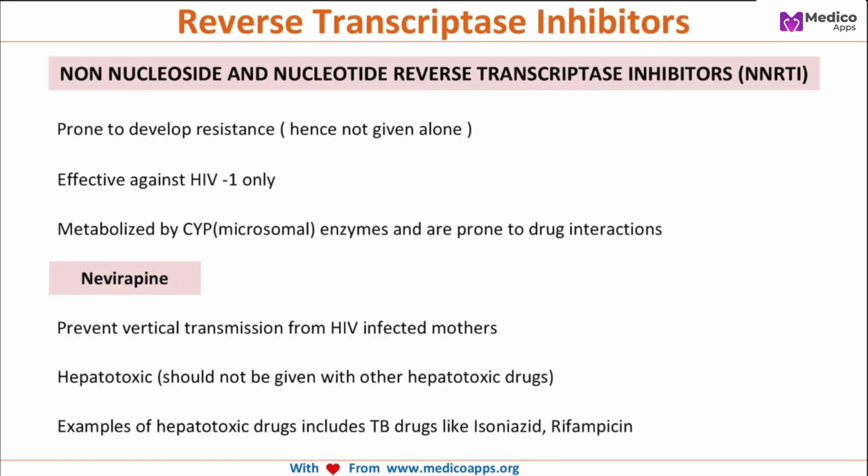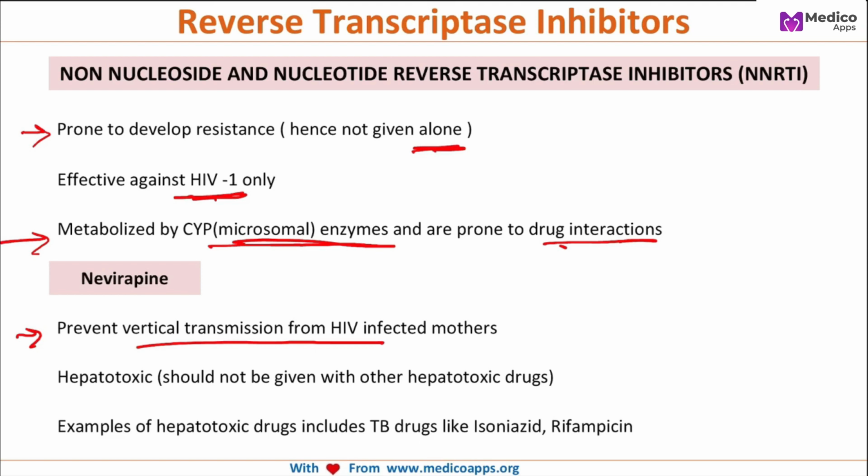Now, non-nucleoside reverse transcriptase inhibitors are prone to develop resistance. Okay, hence they are not given as single drugs. They are effective against HIV type 1 only. They are metabolized by the CYP microsomal enzymes and are prone to drug interactions. Nevirapine is used to prevent vertical transmission of HIV from infected mothers to babies. This drug is hepatotoxic and should not be given with other hepatotoxic drugs. The other hepatotoxic drugs include TB drugs like isoniazid and rifampicin. It should never be combined with isoniazid and rifampicin.